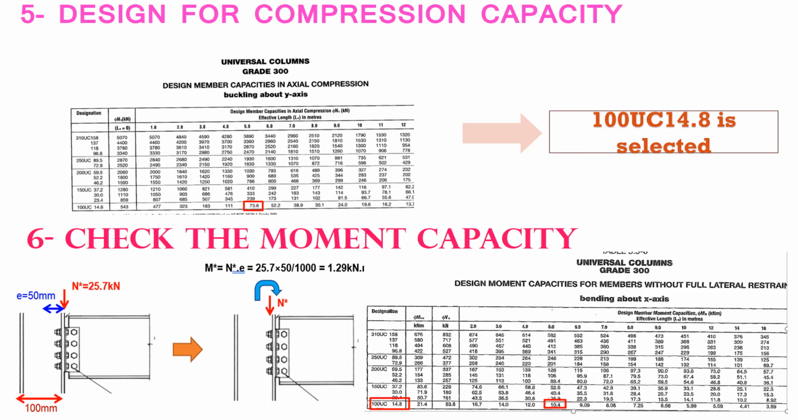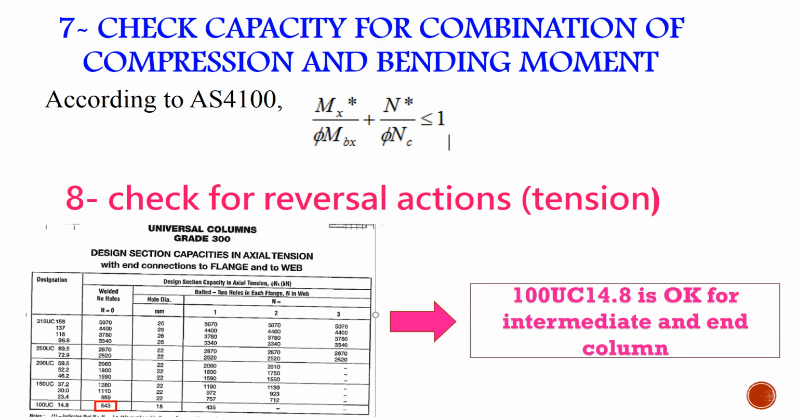We will select a suitable universal column for compression capacity based on maximum compression force. Then we check this section of universal column for moment capacity by working out the bending moments on top of the column. We further design the column for the combination of compression and bending moment by using the equation. Finally, we check the selected section for reversal action with maximum tension force.